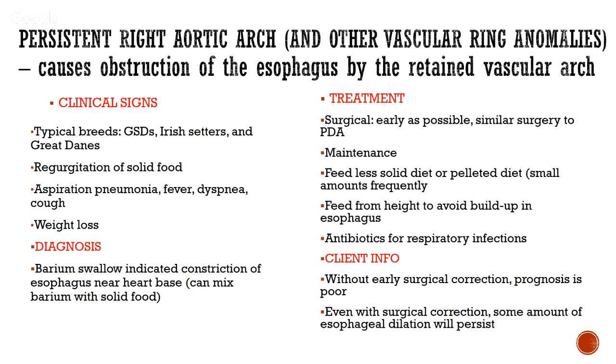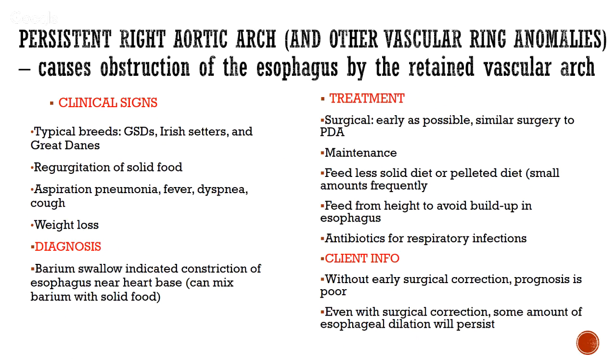What we see is that they will regurgitate solid food. So they'll be eating, and then they'll open their mouth, and food will fall out because it can't get past that smaller area. This will then cause an increased possibility of aspiration pneumonia, fever, dyspnea, cough, weight loss. We can diagnose it with a barium swallow. So we give them some barium, and right away we take an x-ray and look at it going through their esophagus. Because if we give them liquid, it won't always show up. If we mix it with food, it will cause the esophagus to stretch a little bit so we can see if there's a constriction there.